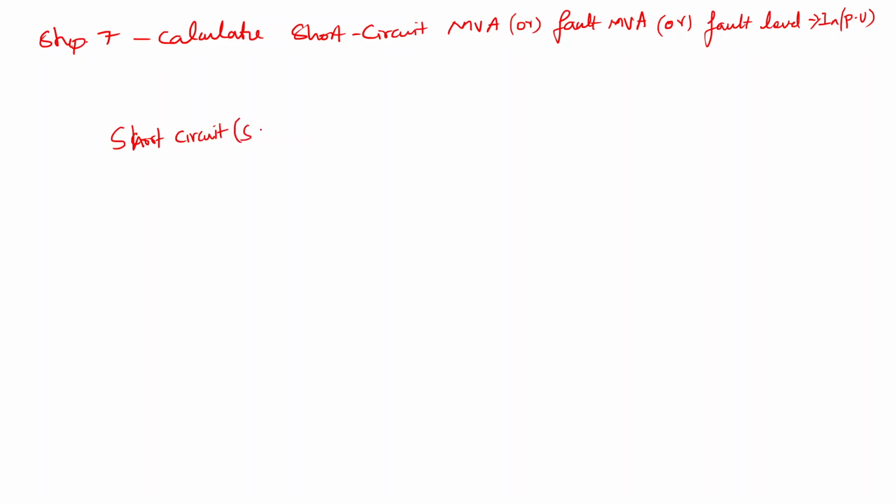Short circuit, in simple I will write SC here. Short circuit MVA is equal to VF per unit, and this will be pre-fault, I will tell what is pre-fault, into IF per unit. So I want to find out the power. So that is short circuit power MVA equal to VF per unit, this is pre-fault.